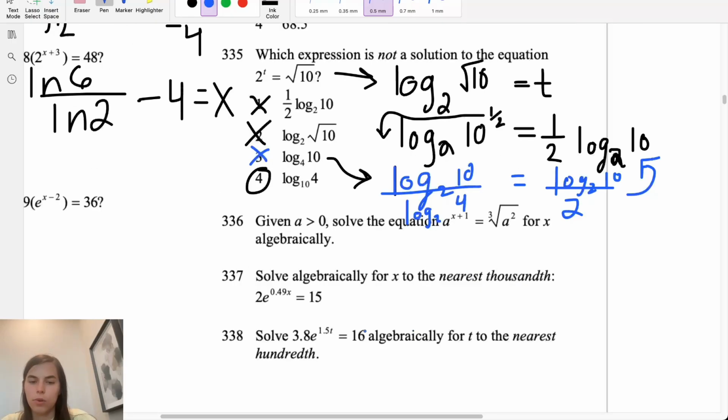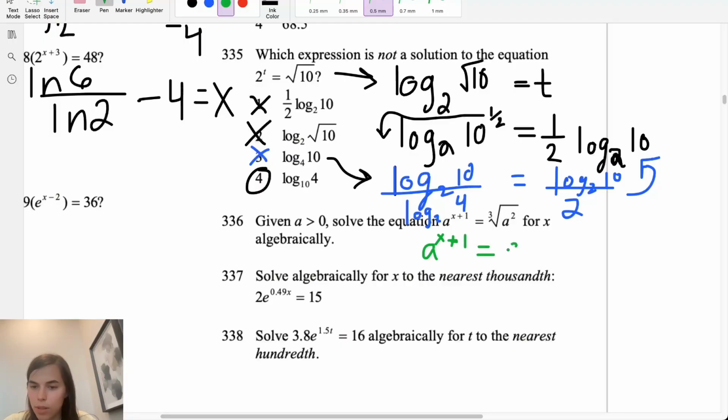Okay, let's do a few more here. Let's do this next one, because this one involves a little bit more variables and stuff. We have this equation a to the power of x plus 1 equals the third root of a squared. First of all, when I have these roots and things like, and a power as well, I like to rewrite my equations here just because it helps us to visualize things a little bit better.